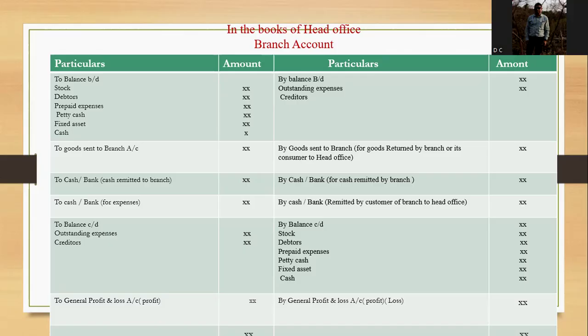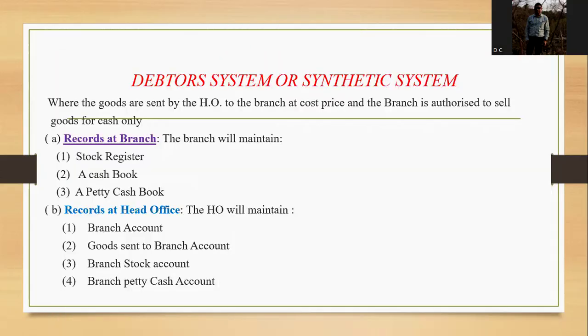Because under the debtor system, if there is a profit earned or a loss incurred by the branch, this profit or loss should be transferred to the general profit and loss account. If there is a profit, general profit and loss will be credited. If there is a loss, general profit and loss account will be debited. Regarding these opening assets and the goods sent to branch, the opening assets are known as opening capital, and the goods sent to branch are known as the capital at the middle of the period. So this is the branch account in the books of head office under the debtor system.